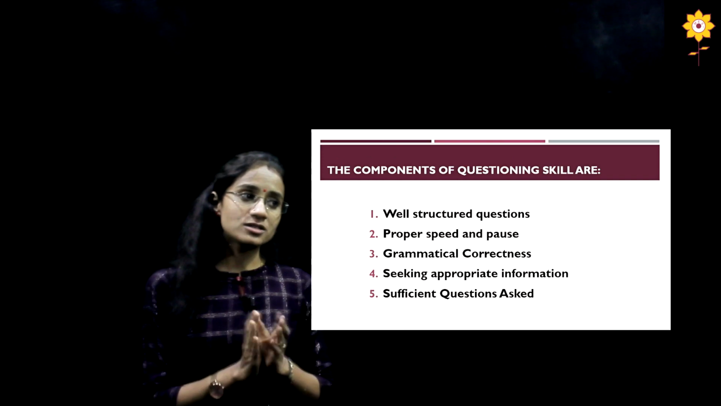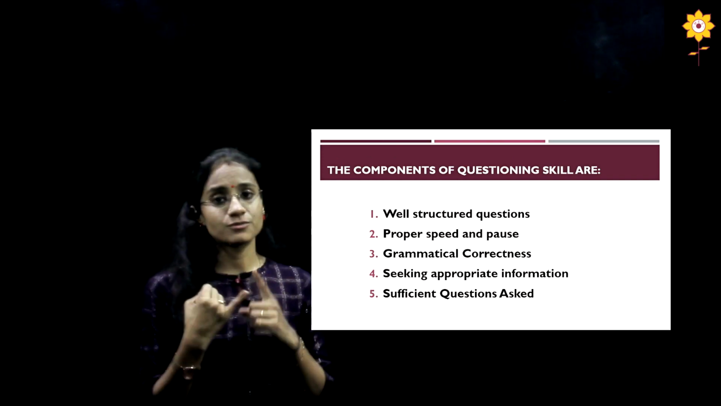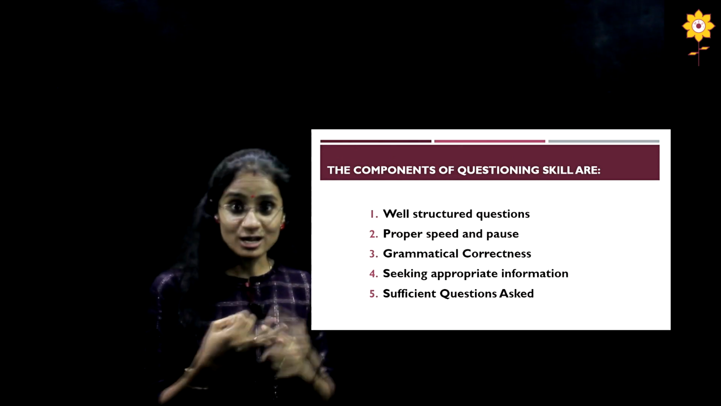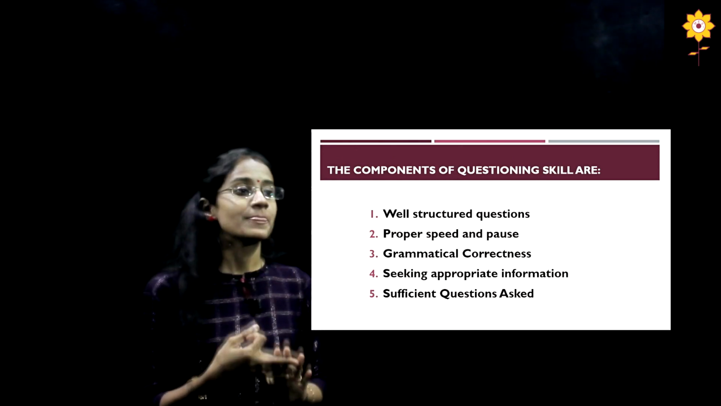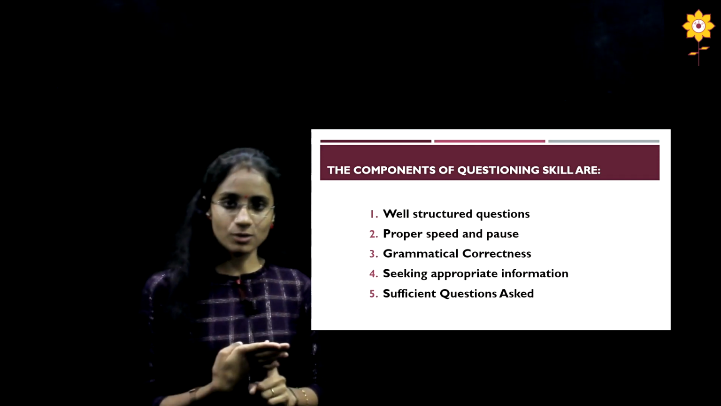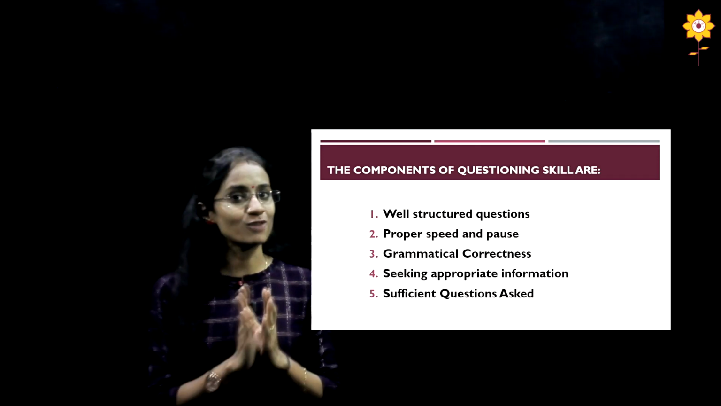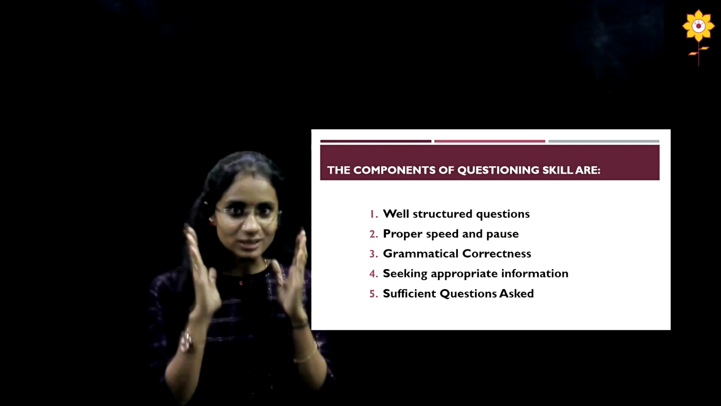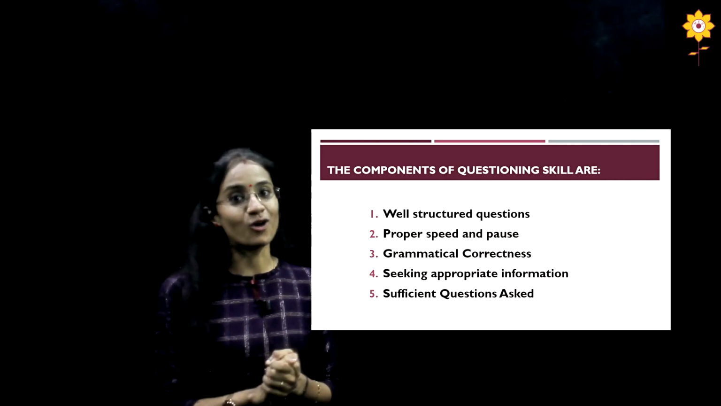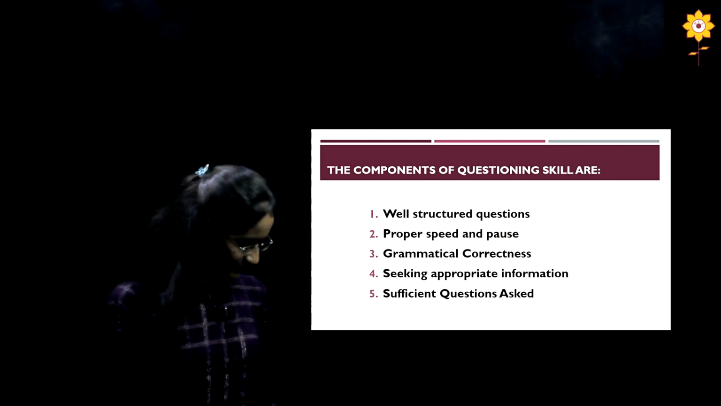So what are the components of the skill of questioning? We have understood. First, well-structured questions. The question should be well-structured. You should have proper speed and pause. Grammatically, the question should be correct. Seeking appropriate information and asking a sufficient number of questions. So if you have kept all these things in mind, then you have learned the skill of questioning correctly.